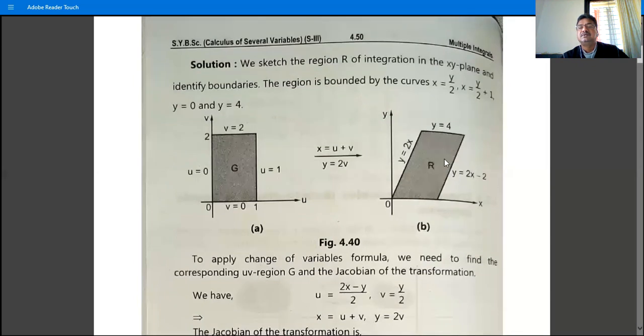So the point is what? The point here is (0, minus 2) on the y-axis. And if we substitute y is 0, then x is 1. So this point is what? (1, 0), passing through the point (1, 0), because if y is 0, then x is 1. So this is the line y is equal to 2x minus 2.